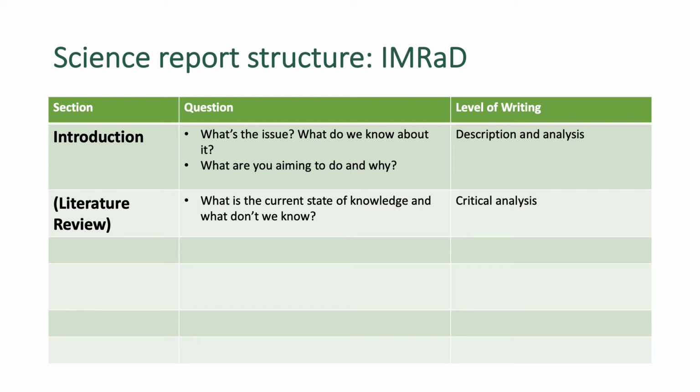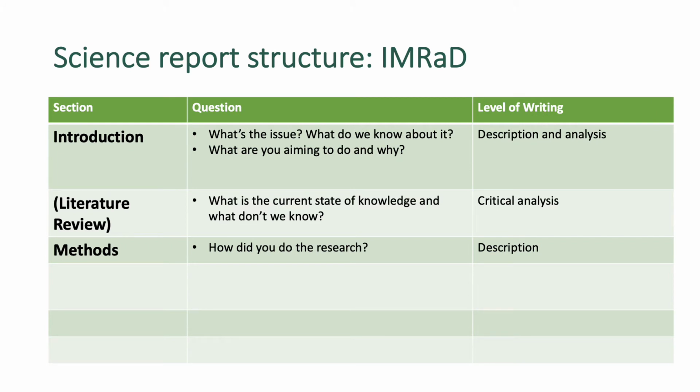In a shorter lab report, the references to the literature are integrated within the introduction and tend to be more descriptive, what the literature says rather than what you think about it. In a social sciences report, the literature review might also contain a discussion of the theory that you're using.